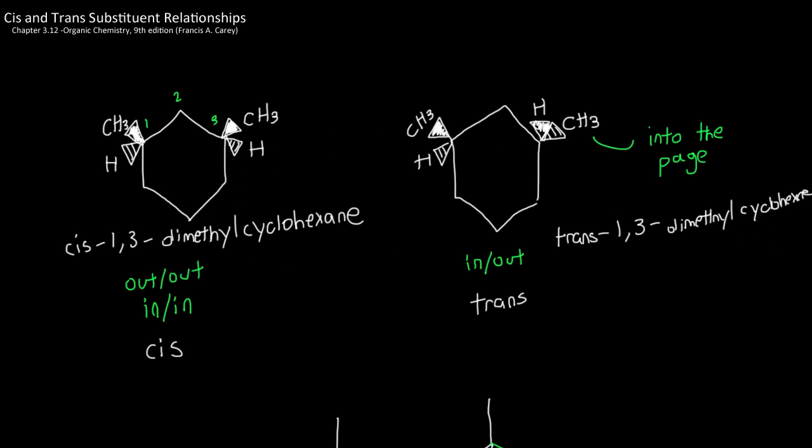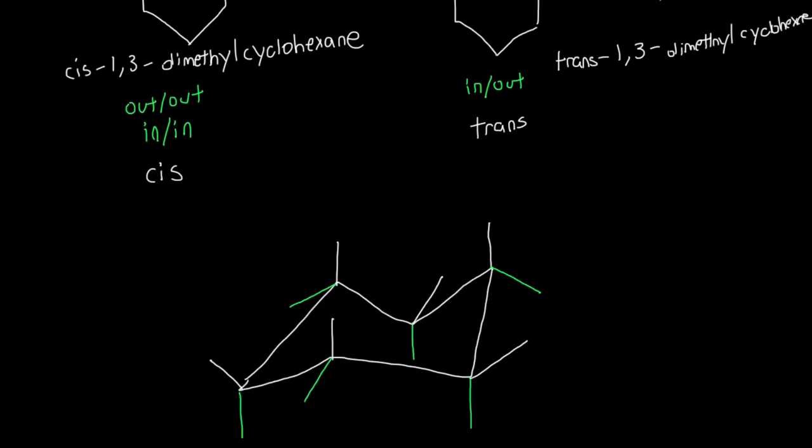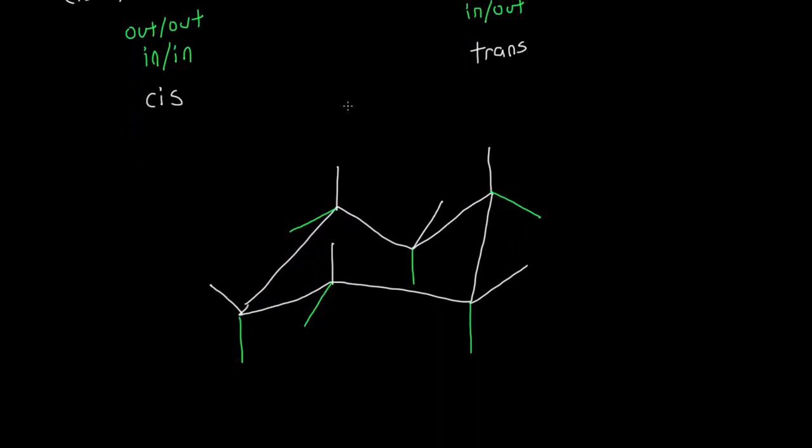Now, what happens when we move over to the chair version? The chair is a common orientation you're going to see with cyclohexane. You'll see it quite often, and we know that there are axial and equatorial positions. And if you want a little reminder, the axial ones are the ones that are pointing directly up or down. We'll call them AX. So we see this is an axial, this is an axial, this is an axial, this is an axial.